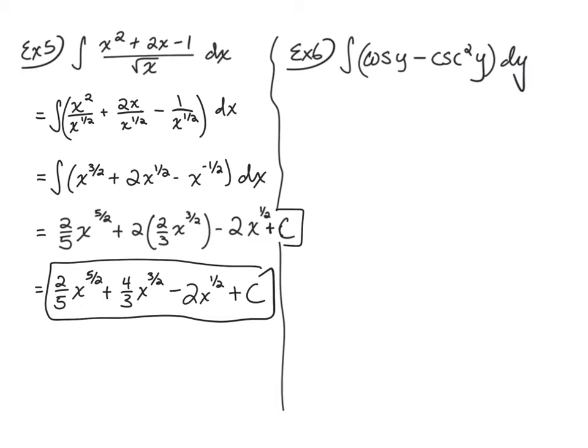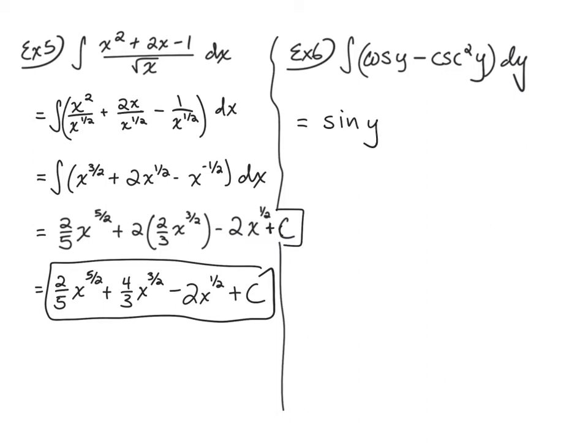All right, next example. We have trig. Oh, fun. All right. So this is more or less a memorize situation. If we're trying to find the antiderivative of a cosine of y, and then subtract the antiderivative of a cosecant squared of y with respect to y, we just have to think of, more or less, what function would give you a derivative that would be cosine of y. Well, that would be sine of y.